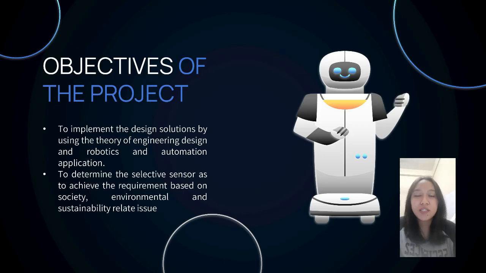Next, the objective of the project. First is to implement the design solution by using theory of engineering design and the robotic and automation application. Then, to determine the selective sensor to achieve the requirement based on the society, environmental and sustainability related issues.